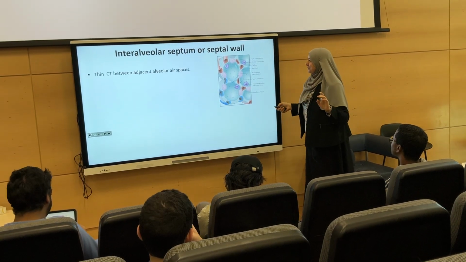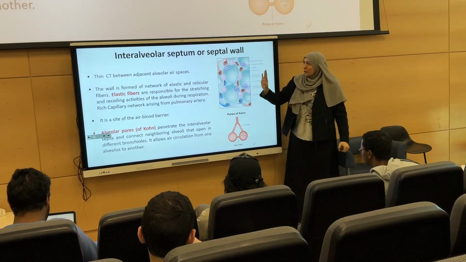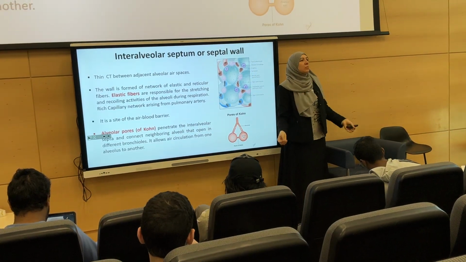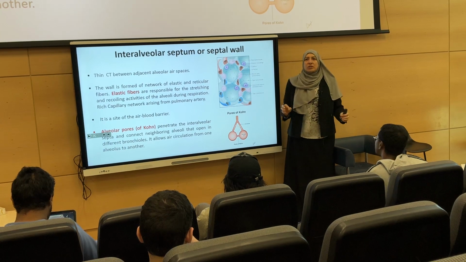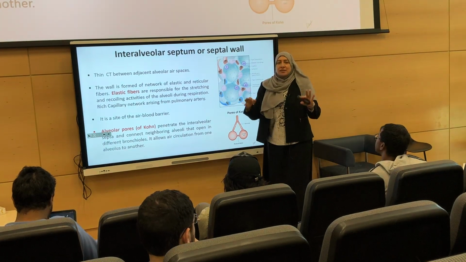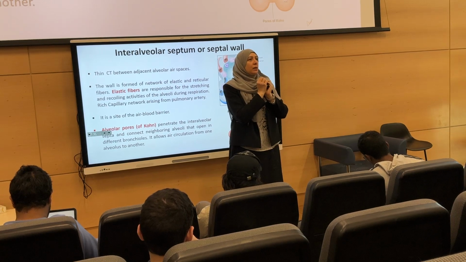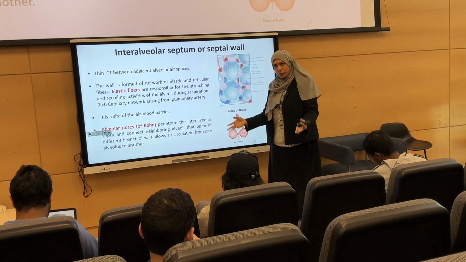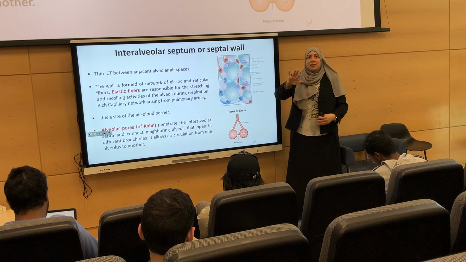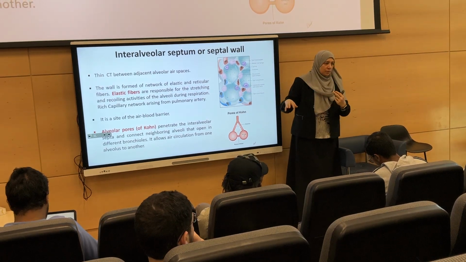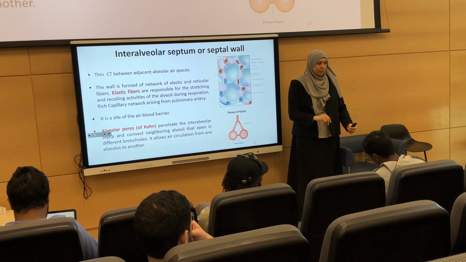We can discuss later. Okay, so between the alveoli we have a septum. We name this septum what? Interalveolar septum. All day we are breathing, exhalation, inhalation. So which type of fibers do we need in this area? Elastic fiber. Of course, we have some collagen to give it strength.